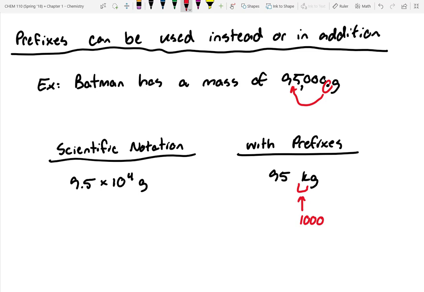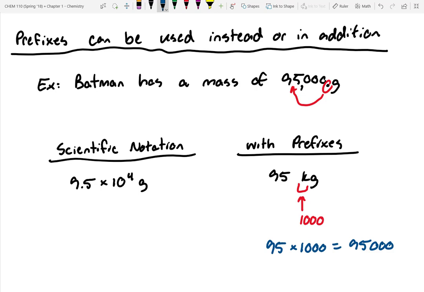So another way of thinking about this is if you take 95 times 1,000, you get 95,000. Right, so you can plug in that prefix and still get to that same answer. It's just a different way of expressing that number. Does that make sense? All right.